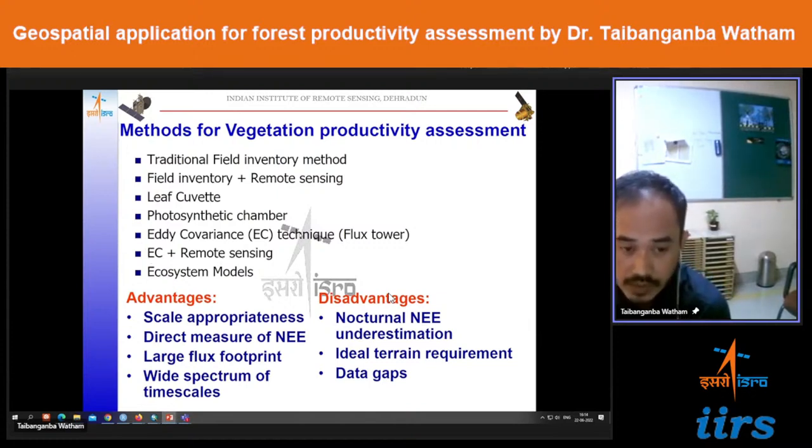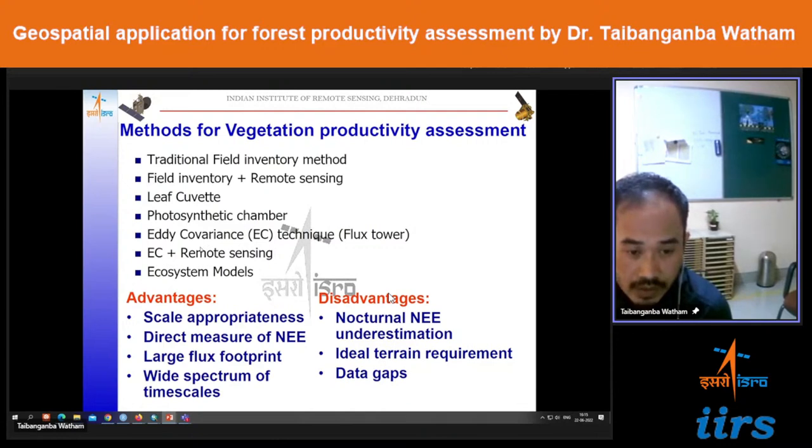The understanding that we have obtained from the eddy covariance can be incorporated in this eddy covariance plus remote sensing technique, or with use of other ecosystem models, ranging from empirical or semi-empirical to process-based models. We can try to estimate that, or we can assess the vegetation or the forest productivity.